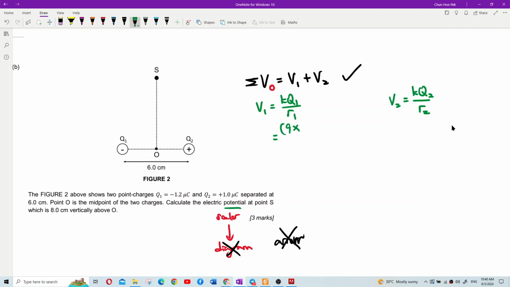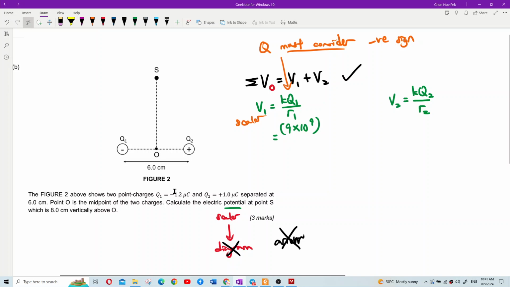So k is 9 exponent 9. Q1 is this one. Potential is a scalar quantity. The charge must consider the negative sign. If the charge has a negative sign, you must substitute the negative. You must put it there.